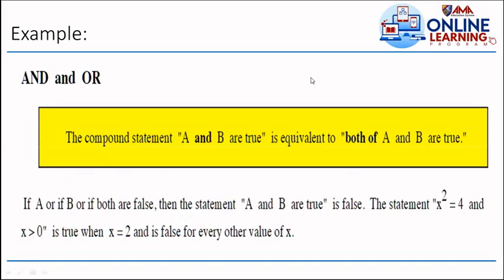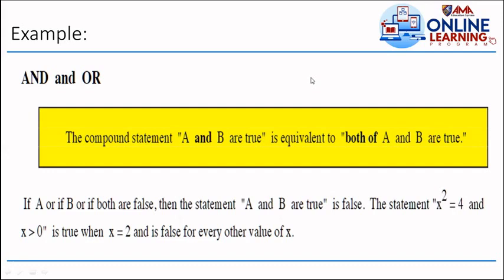The compound statement A and B are true is equivalent to both of A and B are true. If statement A or if statement B or if both are false, then the statement A and B are true is false. The statement x squared is equal to 4 and x greater than 0 is true when x is equal to 2 and is false for every other value of x. Okay? So sabi dito, dapat yung dalawang statement natin, pag gagamitin natin yung and statement, are both true.